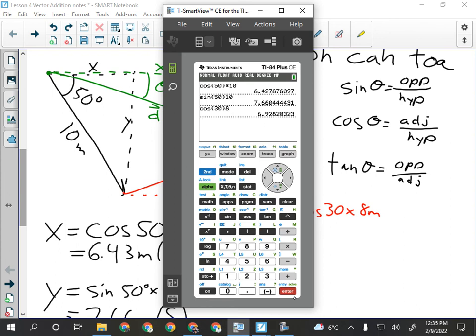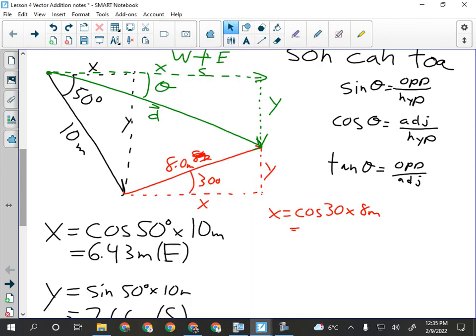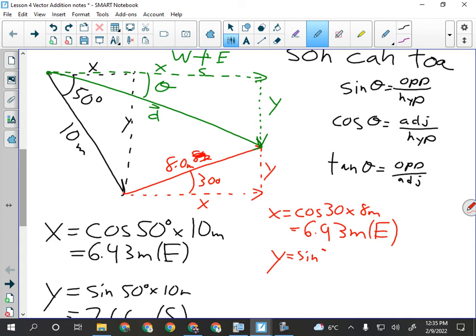Okay, so I've got 6.93 meters. And that's also going east. Y is opposite the 30-degree angle, so I'll use sine to get it. And that's going to be 4 meters, and that one's going north.